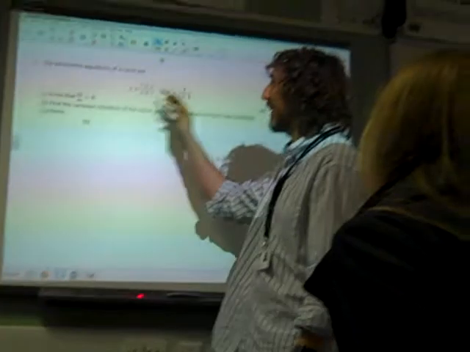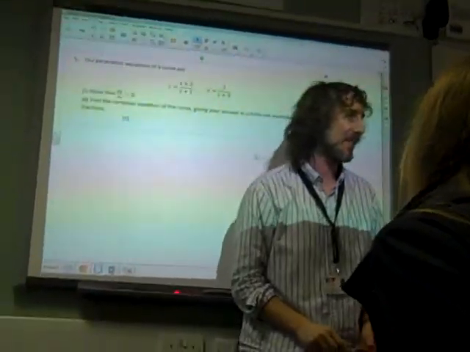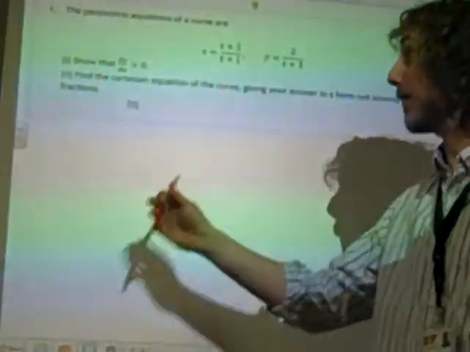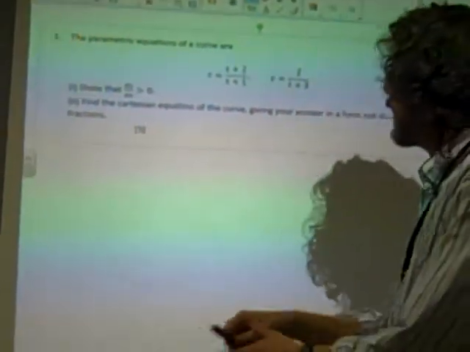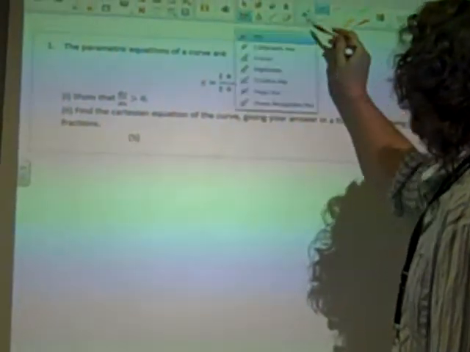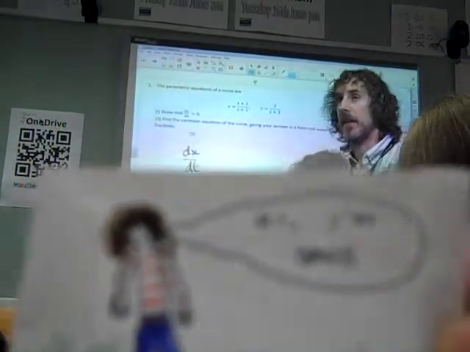Right, here we have these equations. Show that dy by dx is bigger than 0. Well, the first thing is just a standard thing to do, isn't it? We know that faced with that option, we've got to do dx by dt and dy by dt.